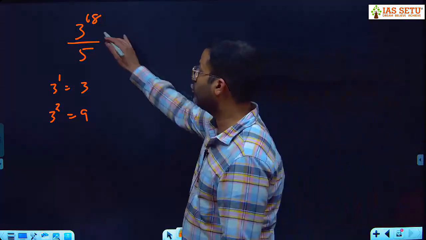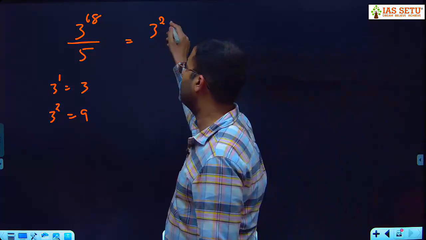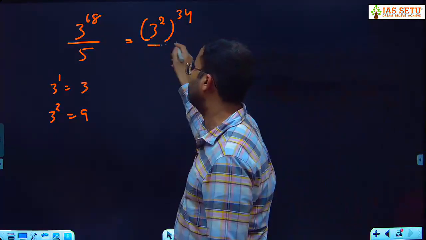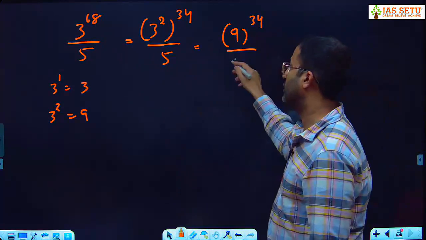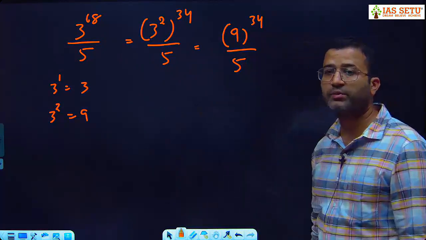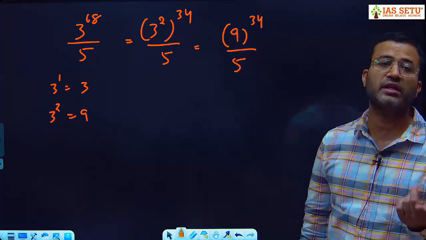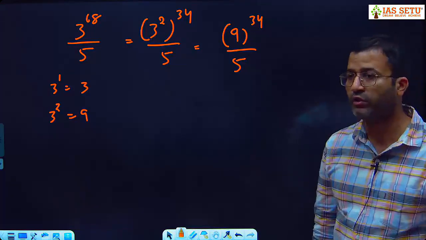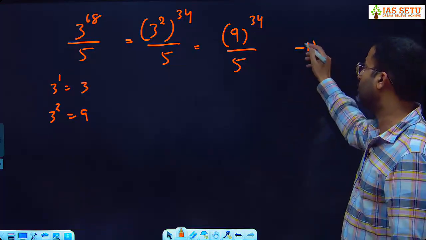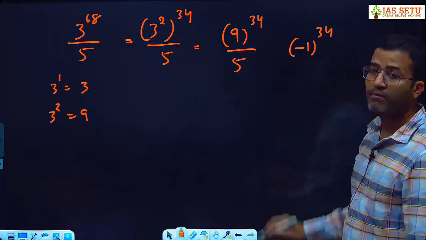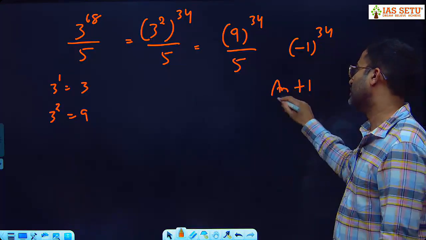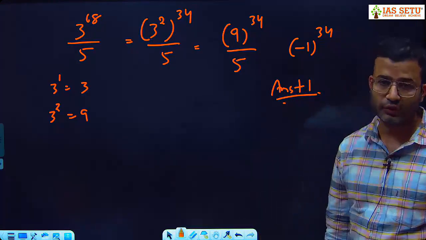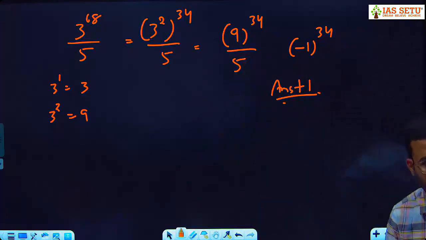So what you can do, we can express this as 3 is to power 2 bracket 34 divided by 5. It is 9 is to power 34 divided by 5. 9 with respect to 5 give remainder 4 as well as minus 1. 4 will not help. Minus 1 is to power 34 will help. Minus 1 is to power 34 is plus 1. So your answer is 1. You write. Any doubt you can ask me.